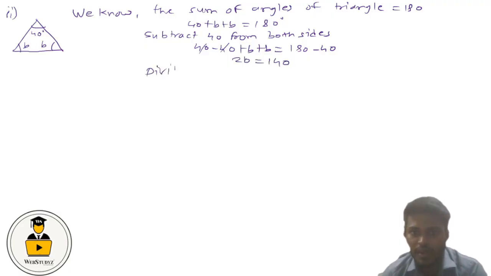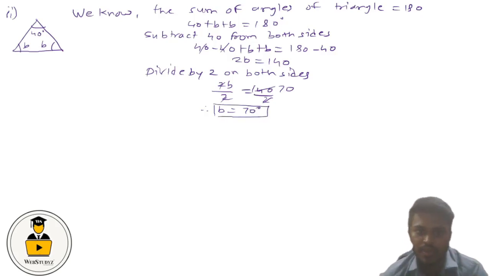Now we will divide by 2 on both sides. So this will give us 2B upon 2 equals 140 divided by 2. So the 2s will get cancelled and we know that 70 twos are 140. Therefore B comes out to be 70 degrees. And B is the base angle. So we can say that the base angle is 70 degrees.